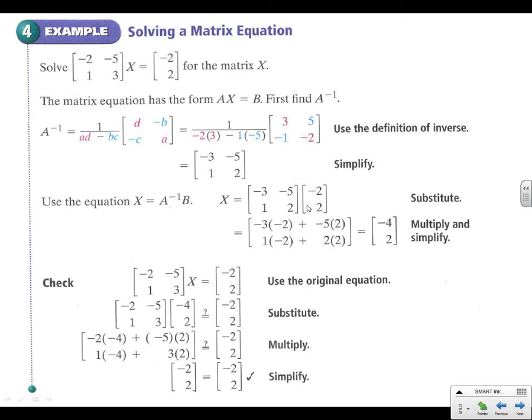And so now we just need to multiply these together. Negative 3 and negative 5 match up with this row. We multiply the corresponding elements, and we end up with negative 4 for the top. We're going to go bottom row times the column for this option here, and that turns into 2. So if we multiplied this times negative 4 over 2, we're going to end up with this matrix here. So x equals negative 4 and 2, that matrix.